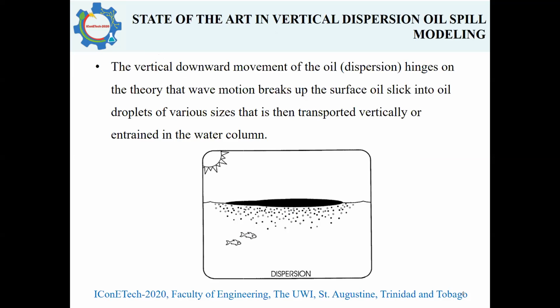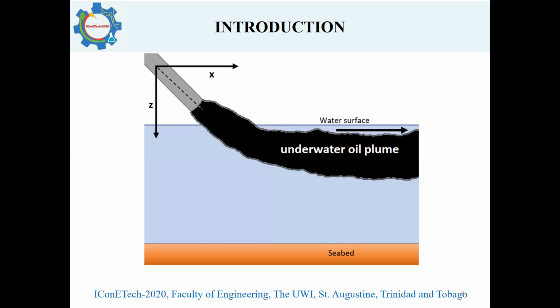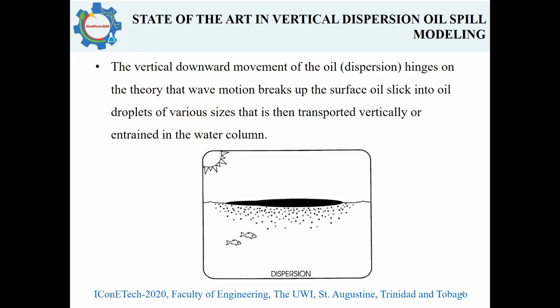So the vertical dispersion of the oil hinges on the theory that wave motion breaks up the surface oil spills, oil slicks, into oil droplets of various sizes that are then transported vertically or entrained into the water column. However, as you recall in the previous slide, this did not happen at the water surface. You actually have the oil penetrating into the water.